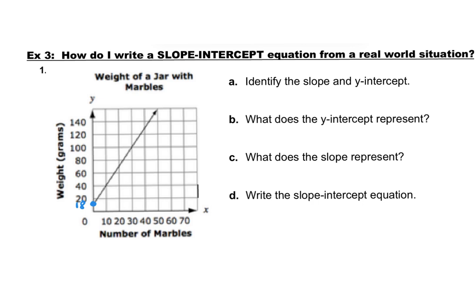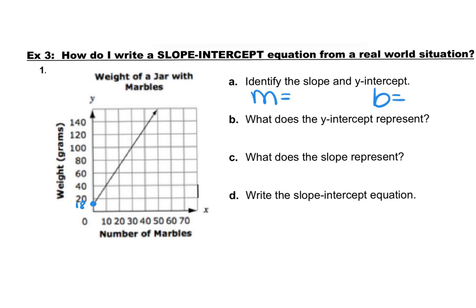So it says to identify the slope and identify the y-intercept. So remember, our slope is the rate of change. How much is it going up or down for how much it's going side to side. And then the y-intercept is that starting point.